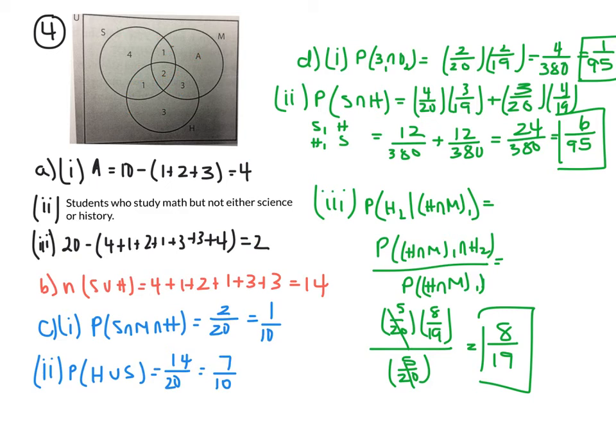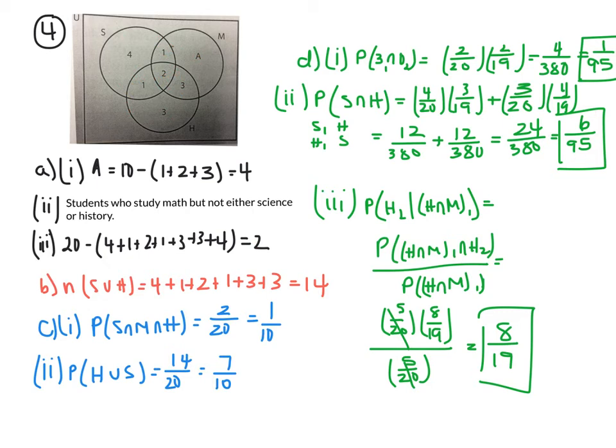So you could have a science and then history, or history and then science. So you basically double your chances of this happening. So the probability that the first student studies only science is 4 out of 20, and then the probability that the next student studies only history is 3 out of 19. Or you could flip that. The probability that the first student studies only history is 3 out of 20, and the probability that the next student studies only science is 4 out of 19. So you end up with 24 out of 380, or 6 out of 95.